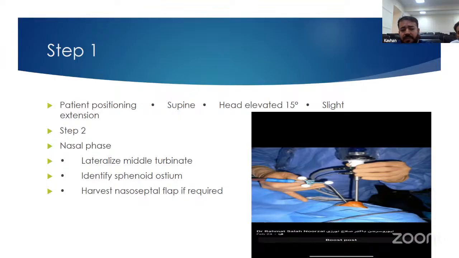And then there is the nasal phase, which is done here by the ENT specialist doctors. They do the lateralization of the middle turbinate, then find the sphenoid ostium, and then harvest the nasoseptal flap if required.